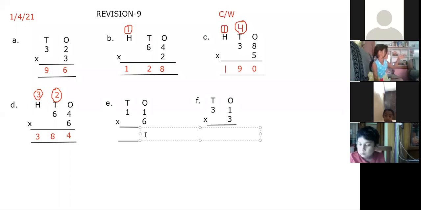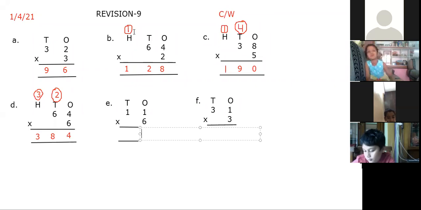This is 384. How you will read 384? 384. Yes, this is 384. Good. Now read fifth question. Quickly. 11 multiplied by 6. Yes.